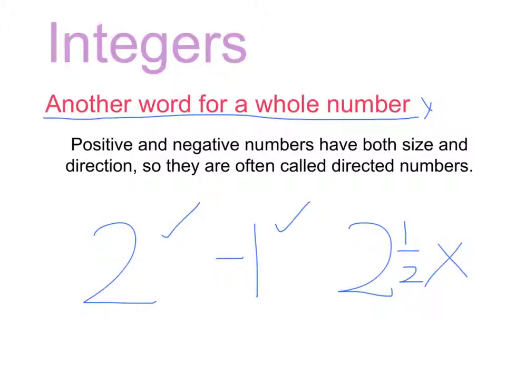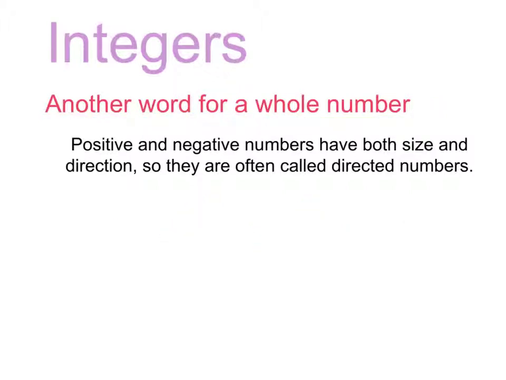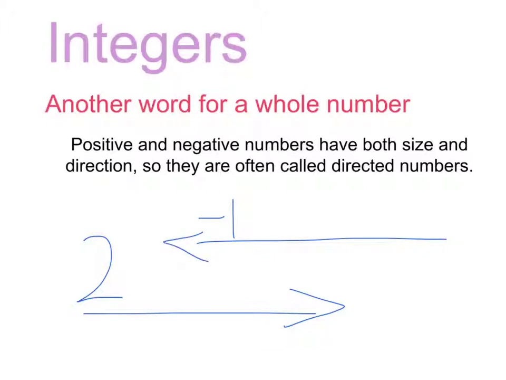Second thing is this idea that numbers both have a size. So 2 has a size, but it also has a direction. It's a positive number, so it moves in the right direction. -1, that's also a number. It has a size. It's a negative size, and it moves in a direction, moves towards the left. Okay, this will make a little bit more sense when we start looking at the number line. So, first thing, integer, another word for a whole number.